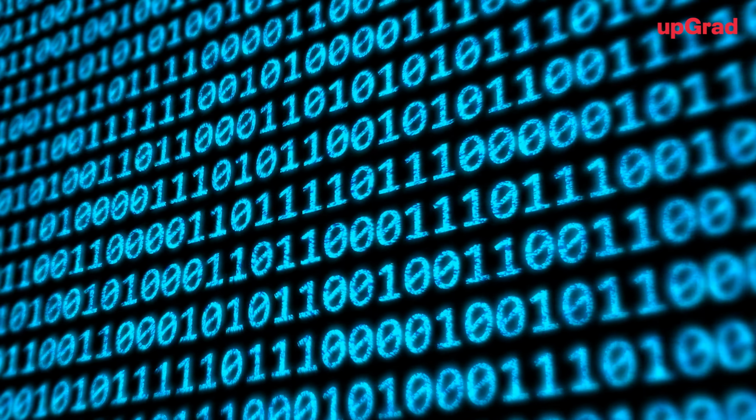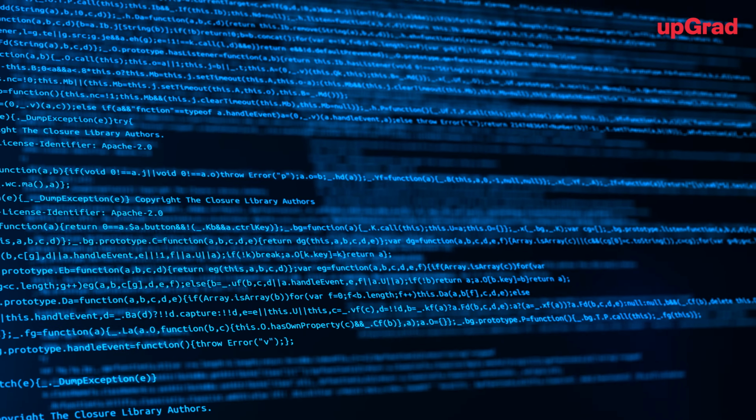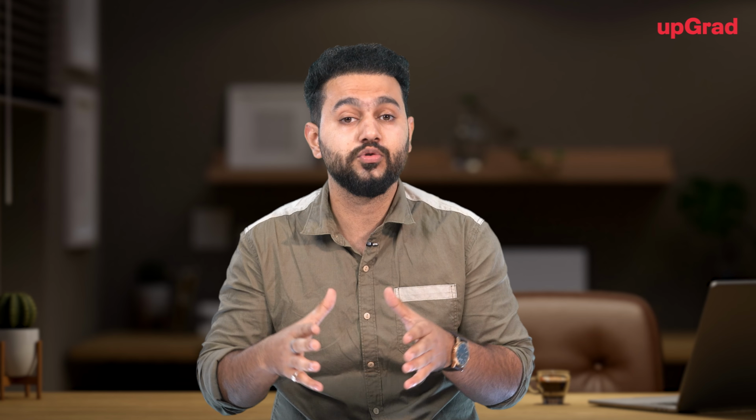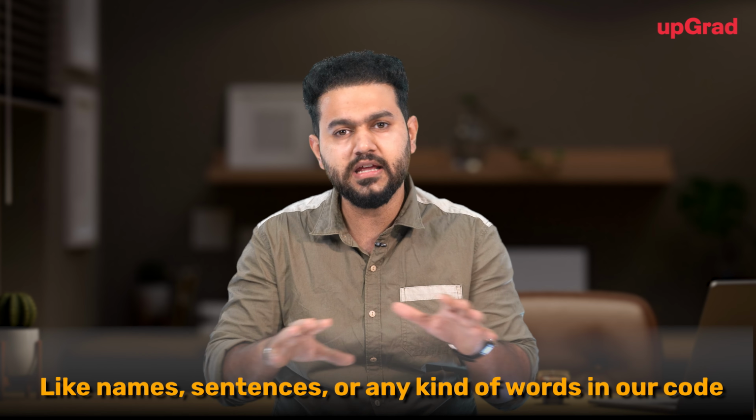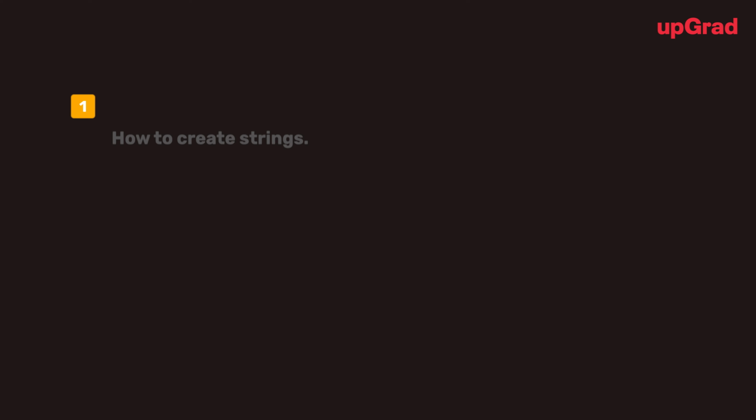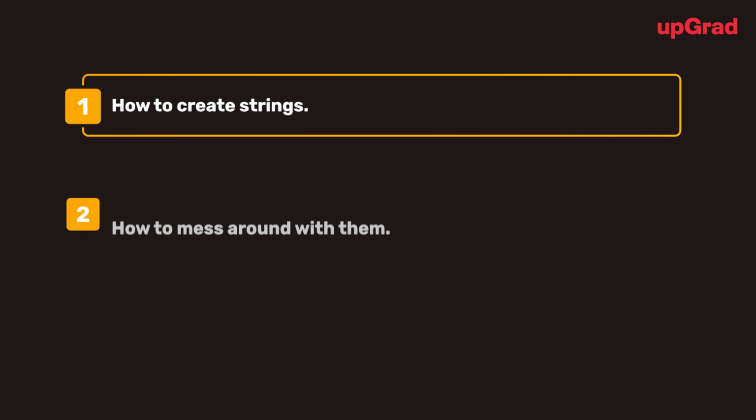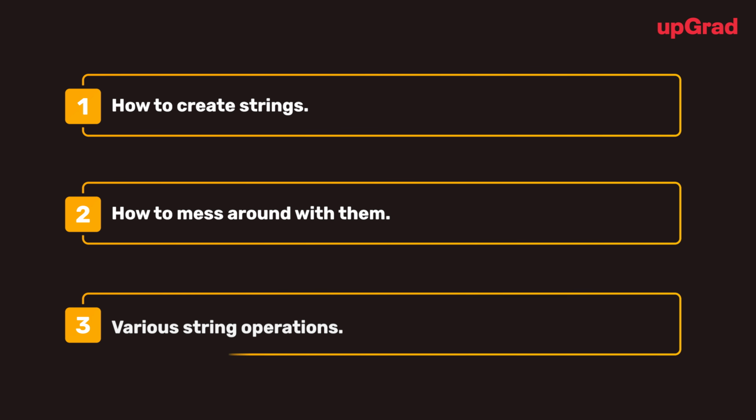So far, we have been working mostly with numbers in our Java code, doing calculations, playing around with different data types and all that good stuff. But now, let's switch gears and talk about something equally important, that is strings. Instead of just dealing with numbers, we are going to explore how to handle text like names, sentences or any kind of words in our code. We will go over how to create strings, how to mess around with them and various string operations with hands-on examples.